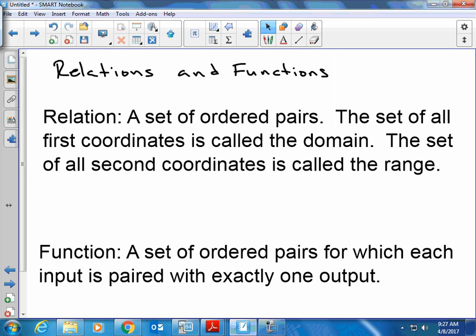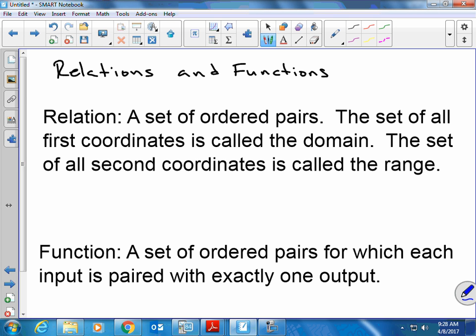All right, the plan for this recording is to talk through relations and functions. So first, let's get some definitions out of the way. A relation is a set of ordered pairs, and that's really, you can stop right there. It's a set of ordered pairs.